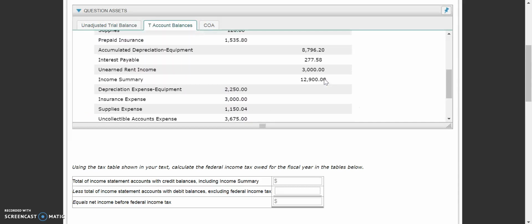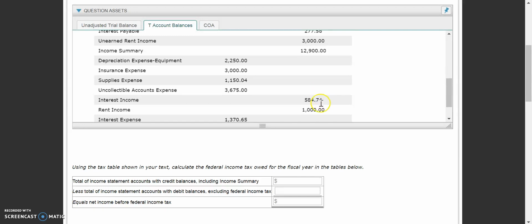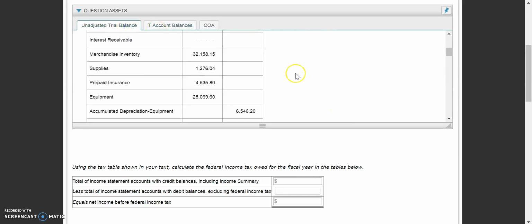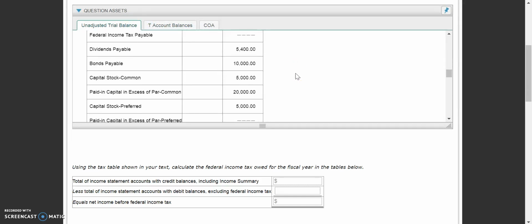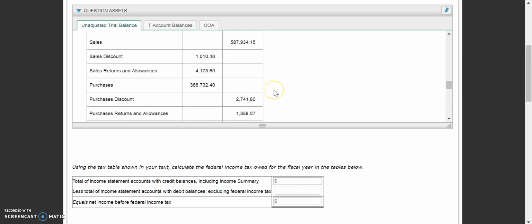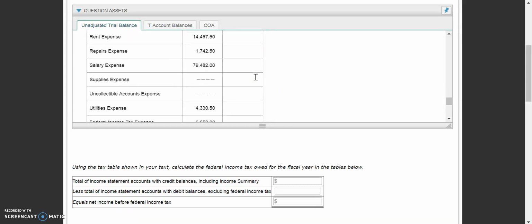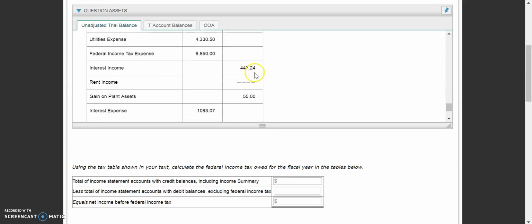So what we're going to do is we're going to add up these two numbers for interest income, rent income, and then we're also going to go over here to our unadjusted trial balance and take our sales amount, purchases discount, purchases returns, not this number, and our gain. When we add all of those together, we should get a balance of $606,573.76. Now we need to subtract the total of all of our income statement accounts with debit balances, excluding federal income tax, because remember, we're trying to figure out that adjustment right now.